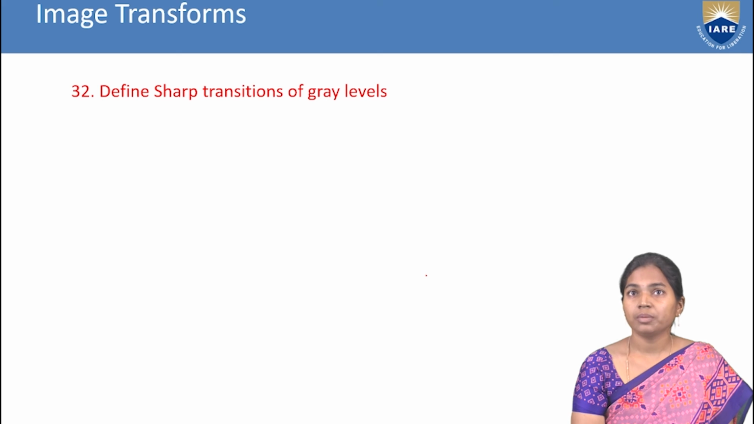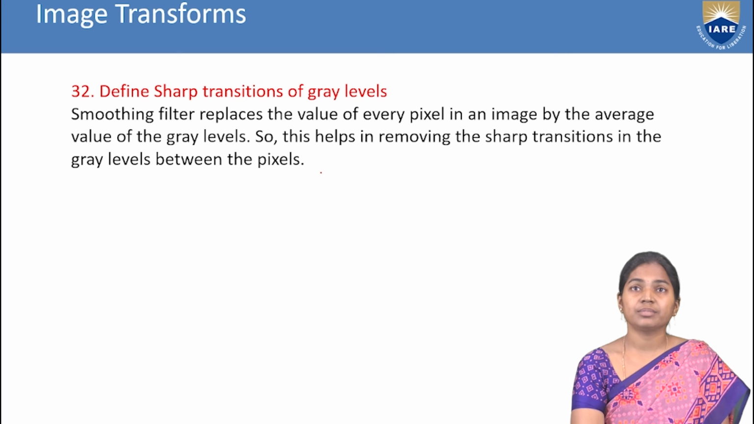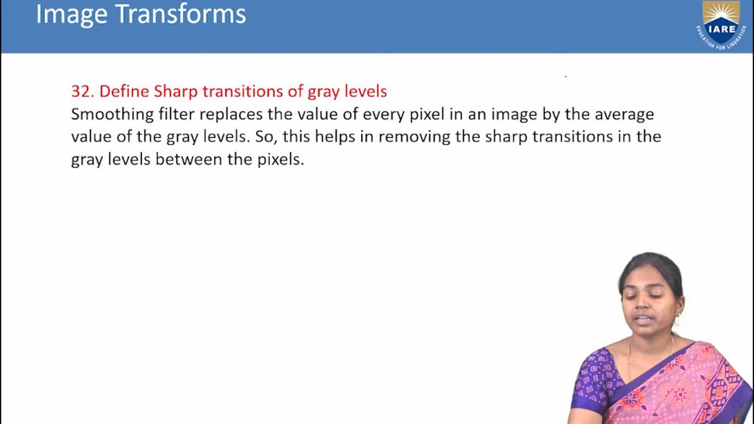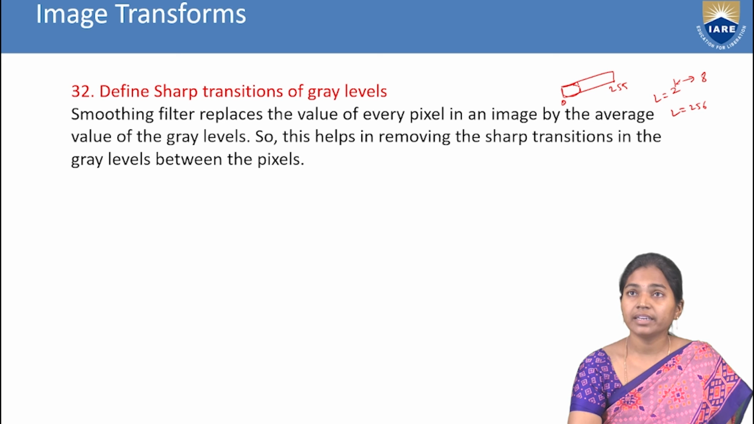Define sharp transition of gray level. Sharp transition of gray levels means the gray level value ranges from 0 to 255. For example, if we use L equals 2 power k, where k equals 8 bits, L equals 256, so the range of gray level is 0 to 255. Up to here it stays at some level, and suddenly it changes its range. Suddenly changes means up to here the gray level value is, for example, consider 0 only.